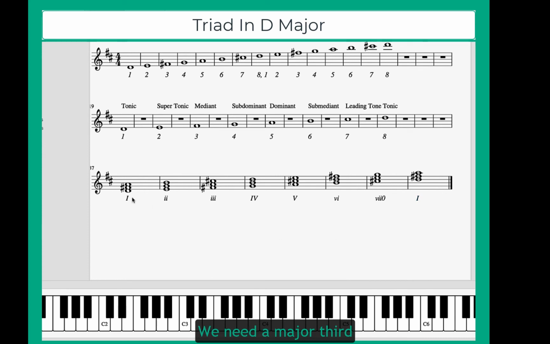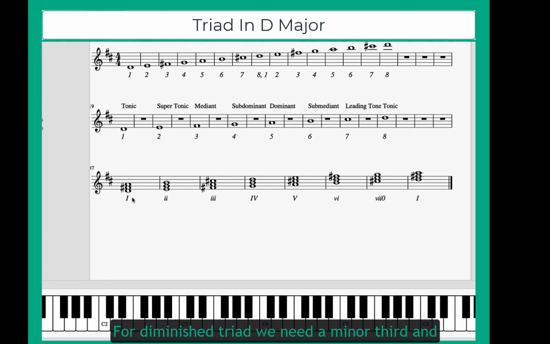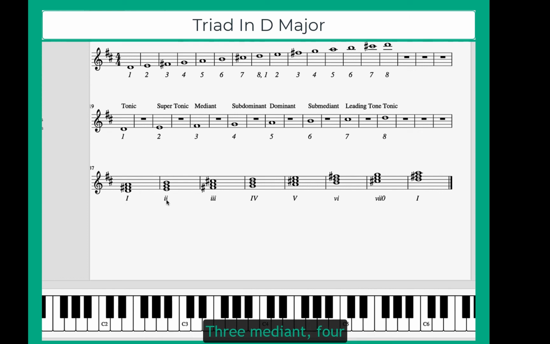For a major triad, we need a major third and a minor third. For a minor triad, we need a minor third and a major third. For a diminished triad, we need a minor third and a minor third again. Just to recap, the 1 is called the tonic, 2 supertonic, 3 mediant, 4 subdominant, 5 dominant, 6 submediant, 7 leading tone, 1 back to the tonic.